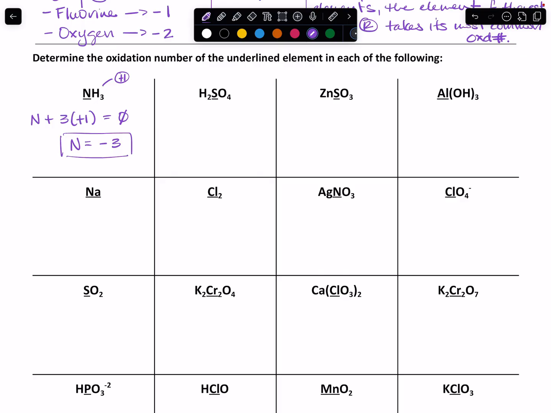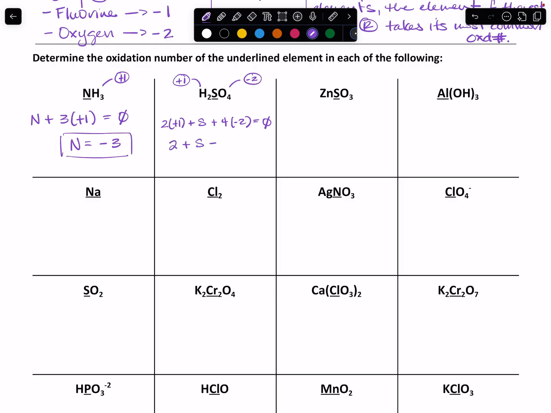We're going to move to sulfuric acid, H2SO4. I start by looking at what I know. Oxygen is going to be -2 for its oxidation number. Hydrogen is not attached to a metal, so it's going to be +1. So I have 2 at +1, my sulfur, which is unknown, and then 4 at -2, and it's a neutral molecule, so that needs to add up to 0.